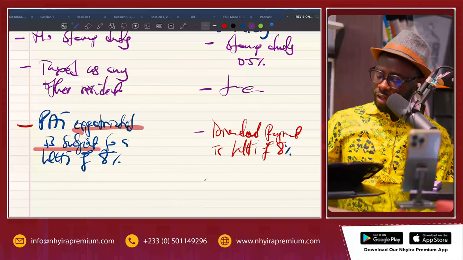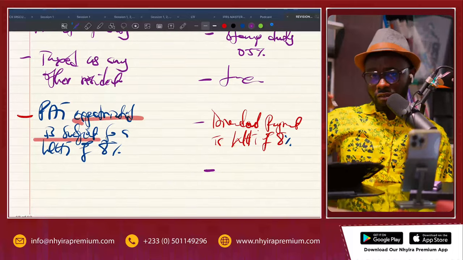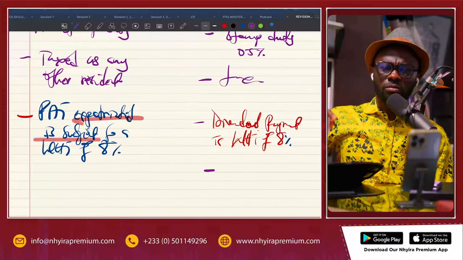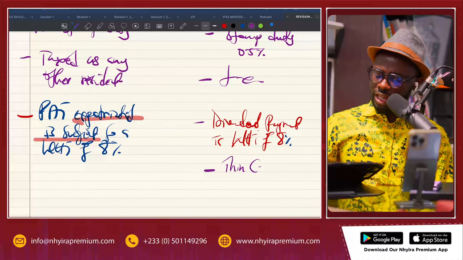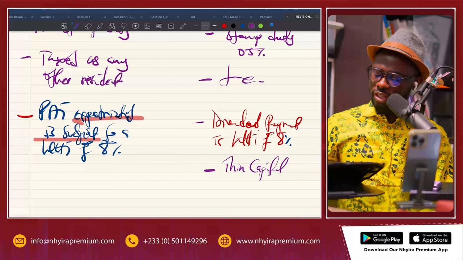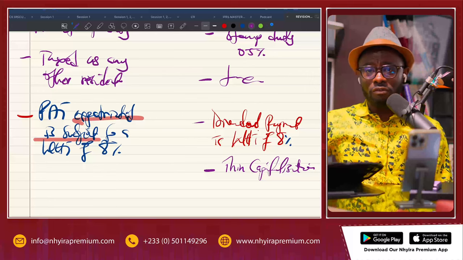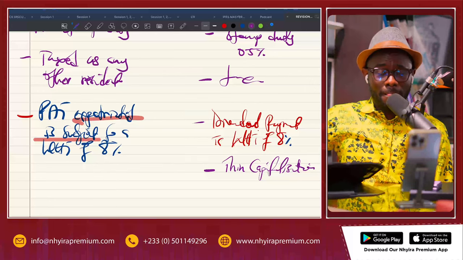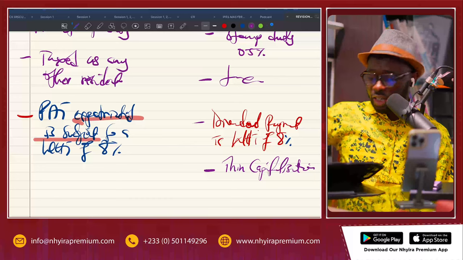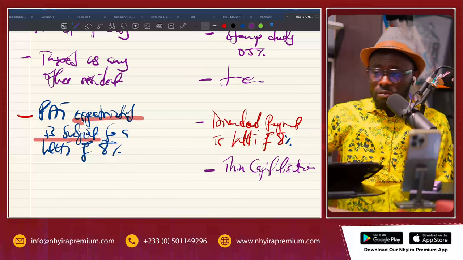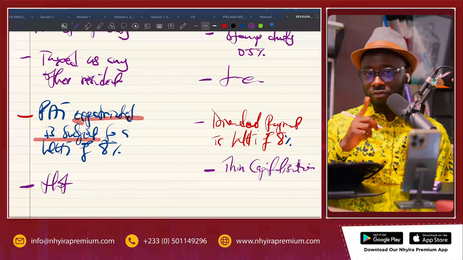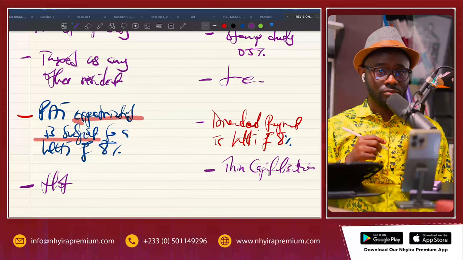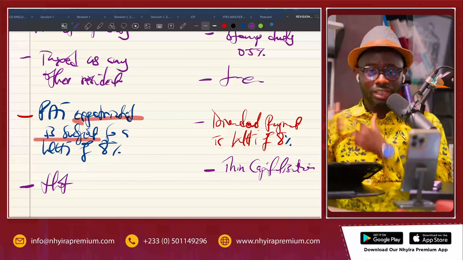Now, if they register as a subsidiary, the subsidiary can enjoy interest deduction in accordance with the thin capitalization principle, because, you know, they are borrowing money from their parent entity. So interest allowable for tax purposes will apply the thin capitalization, but the branch will not enjoy that benefit.